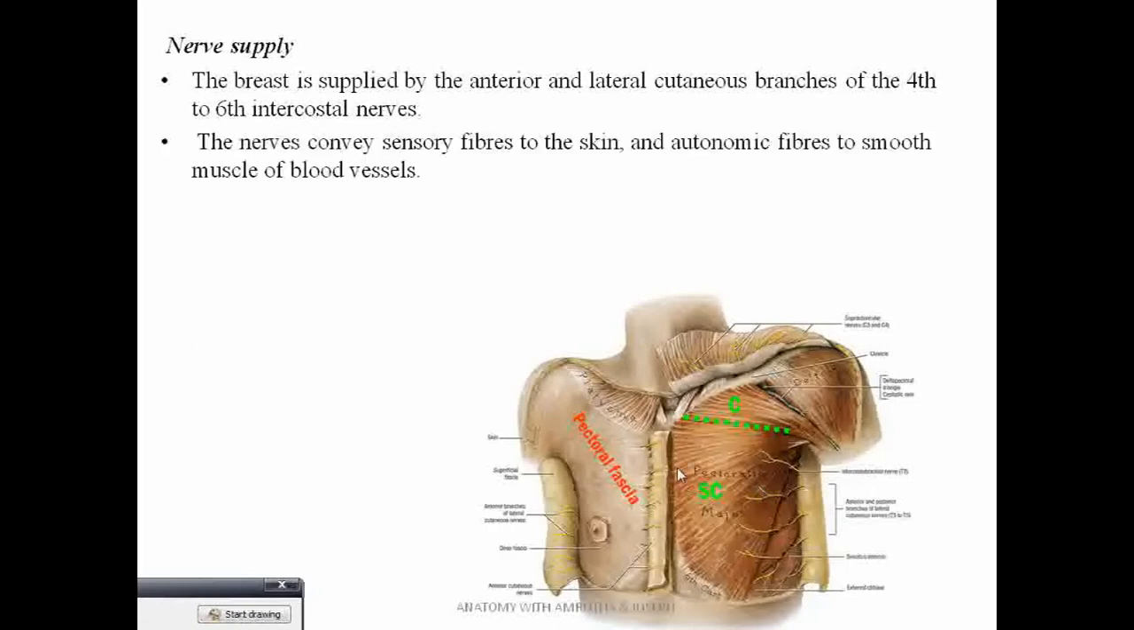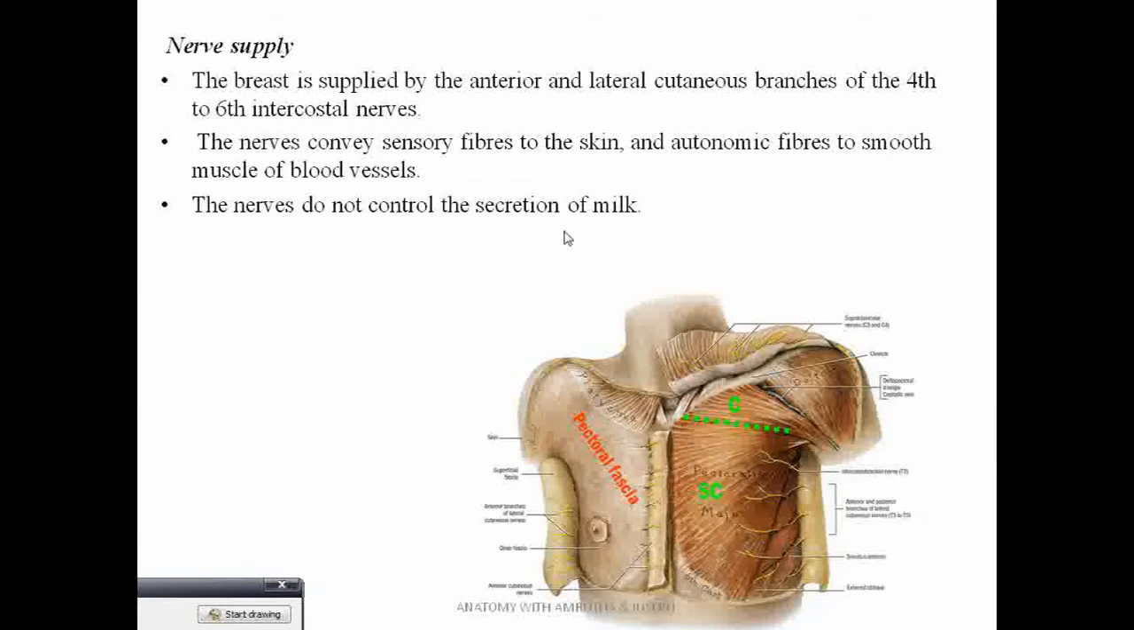The nerves convey sensory fibers to the skin and autonomic fibers to smooth muscles of blood vessels. So these are cutaneous and also supply the blood vessels. Here the blood vessels are supplied by autonomic fibers coming through the spinal nerves in this area, because the spinal nerve has connections with the sympathetic chain. So the sympathetic flow can pass through the spinal nerves and reach the blood vessels.